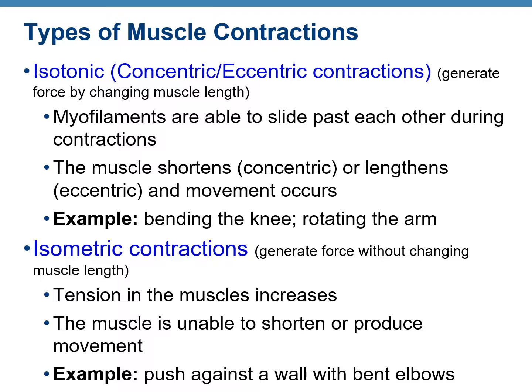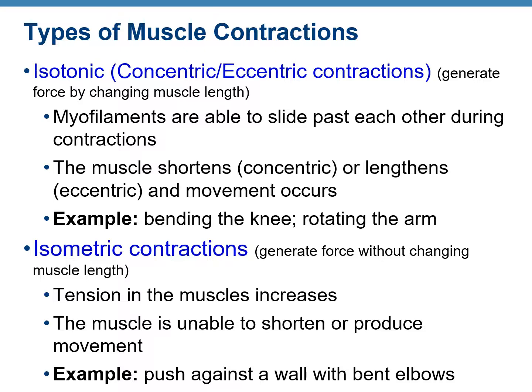In isotonic contraction, force is generated by changing the muscle length, while in the isometric contraction, force is generated without changing the muscle length. So in isotonic, the muscle either shortens, which is concentric, or lengthens, which is eccentric, and movement occurs. For example, when you are bending the knee.